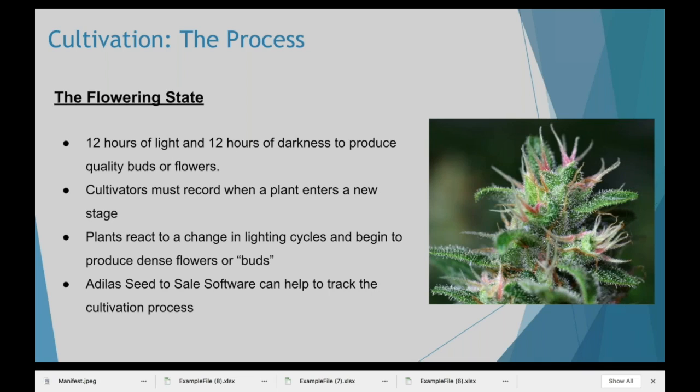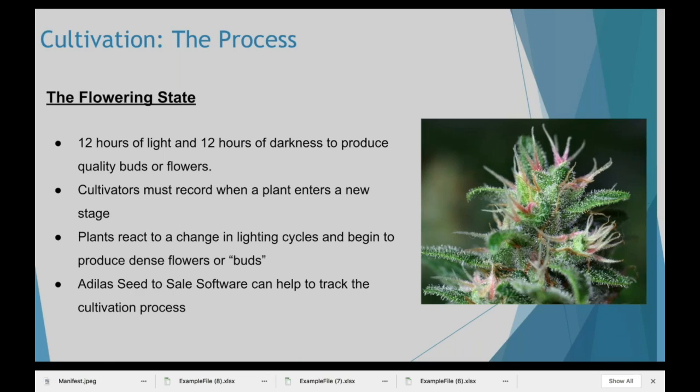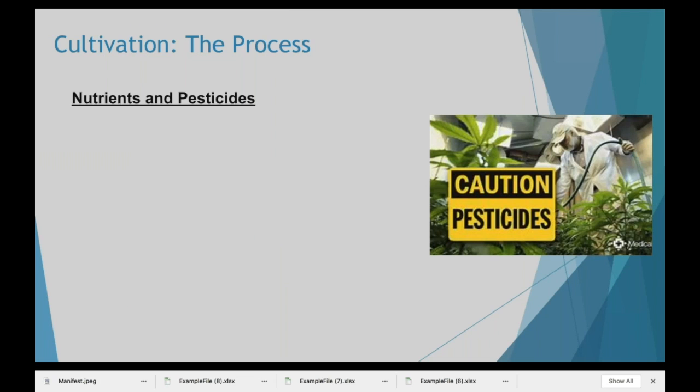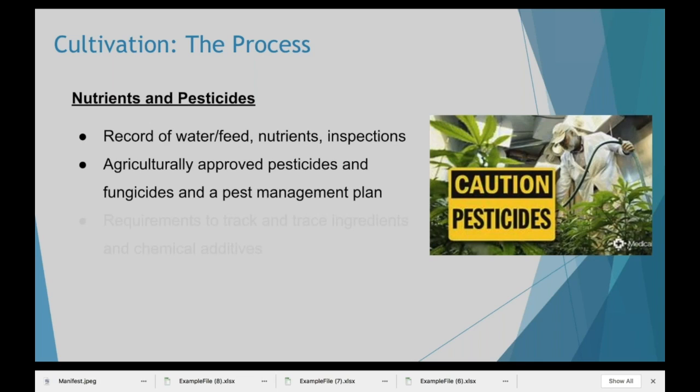Cultivation personnel may use cultivation documentation and worksheets to record water, feed, nutrients, pesticides, and other daily inspections and actions. Should all natural pest and fungicide inhibitors be insufficient, some cultivators may use agriculturally approved pesticides and fungicides, which should be used in accordance with pesticide and pest management plans. Ingredients and chemical additives used in the production of cannabis are oftentimes required as part of the track and trace and labeling requirements defined by rule.